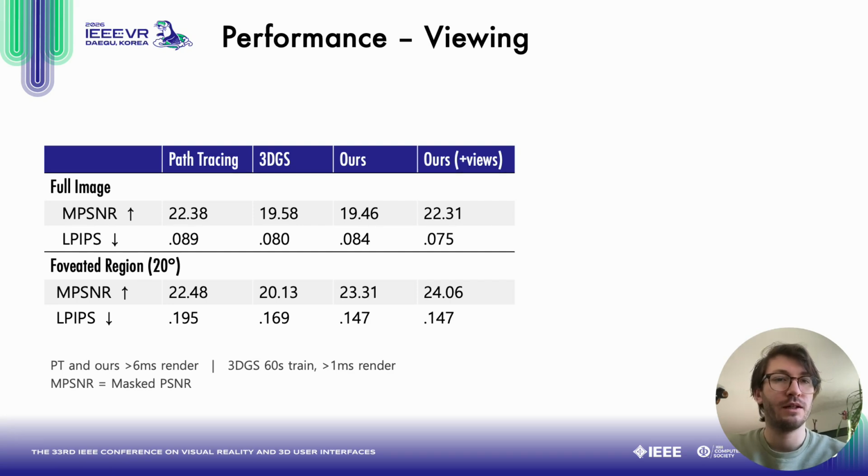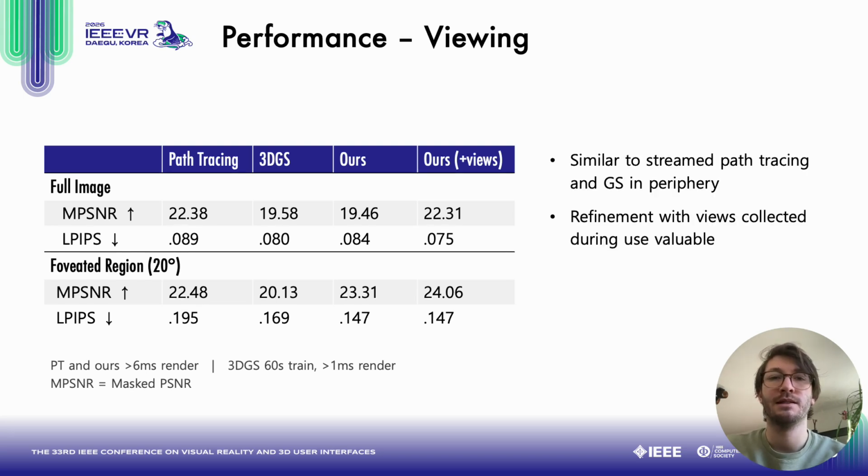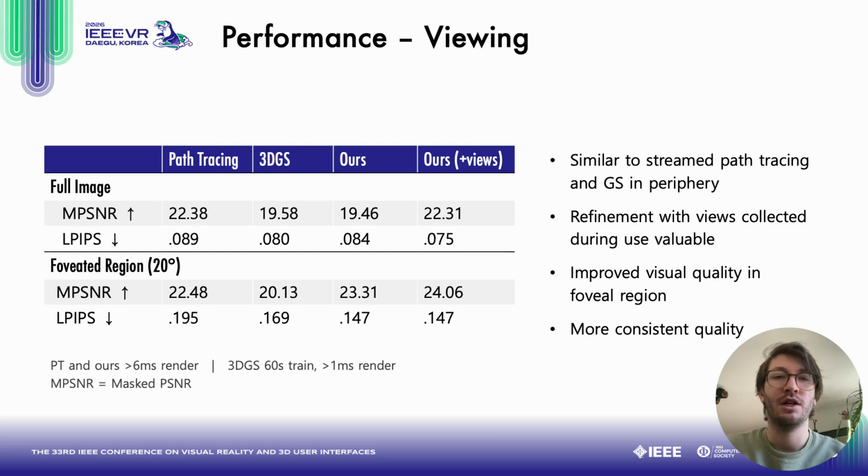Looking at the foveated region specifically, we can see that we outperform both path tracing and just Gaussian splatting on all metrics, and we can also notice that our system is more robust than both of these two options. We achieve better, more robust, more continuous quality than these two.